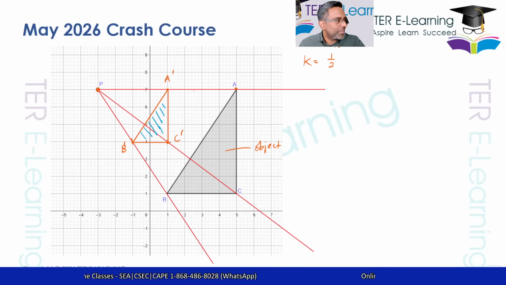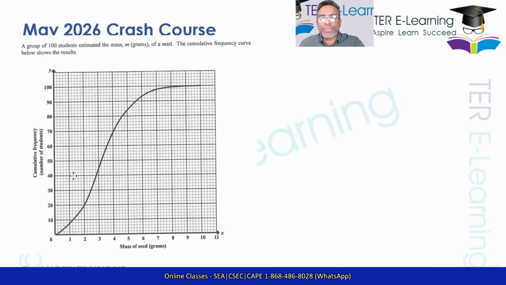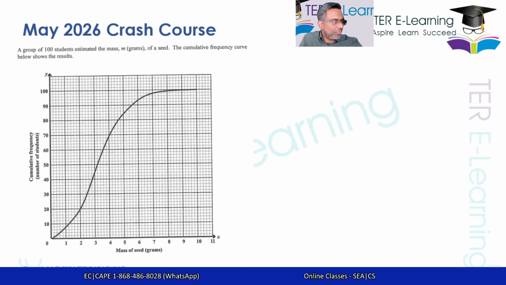Right, now what we've noticed over the years, CXC loves to bring questions on cumulative frequency curves. So let's have a look at this question. A group of 100 students estimated the mass M of a seed. The cumulative frequency curve below shows the results. So we have some data here, and there are several things that we want to calculate. First of all, we want to calculate the median, 1 mark.